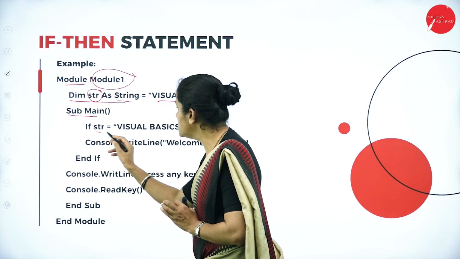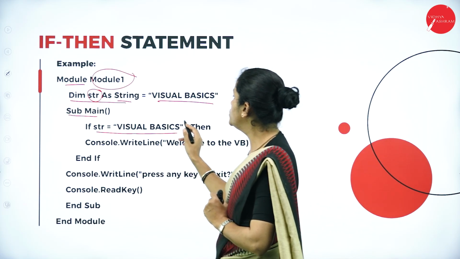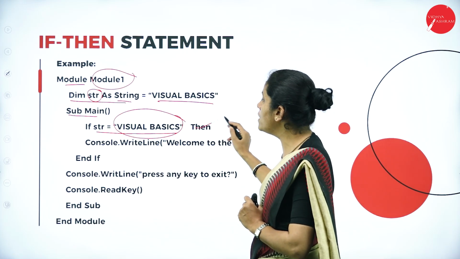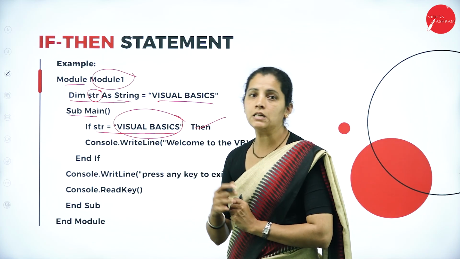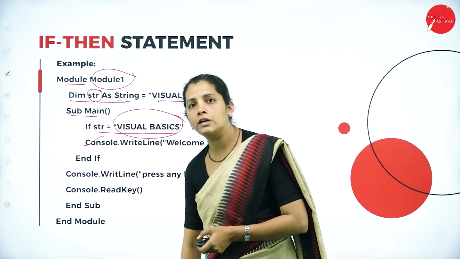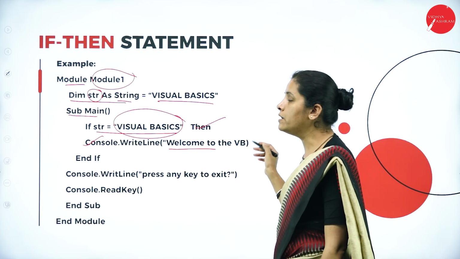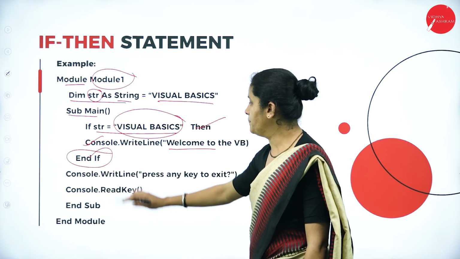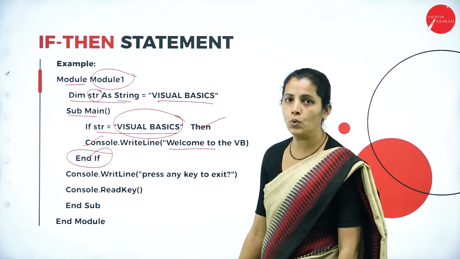I am just checking the condition. If str equal to Visual Basic, then what do I want to do? I am going to print the result. To print the result in VB, once again we use Console.WriteLine, and I'm just displaying the message, welcome to the VB, and this is my end of if statement. So this is the way I can use the if statement in my program.